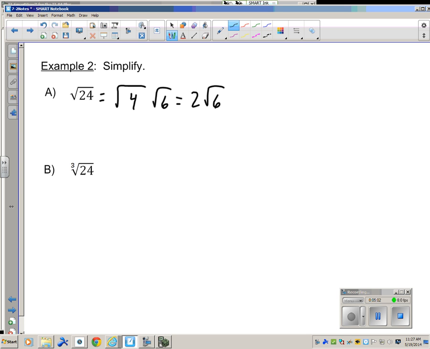And I can't break down the square root of 6, so I'm just going to leave it. I could break down 6 further into 2 and 3, but you can't find the square root of 2 and you can't find the square root of 3.